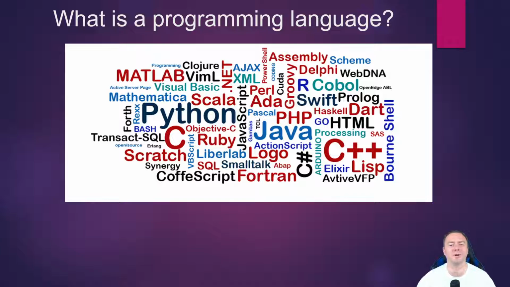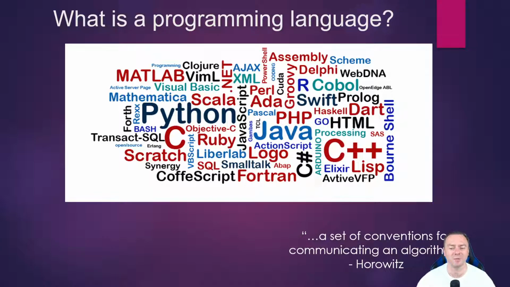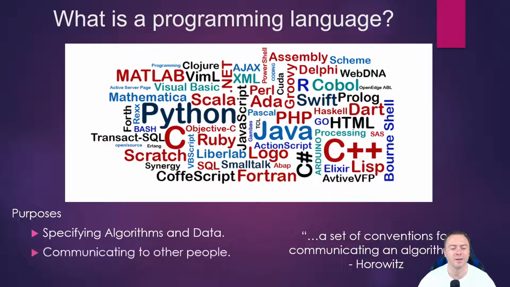So first of all, what is a programming language? You've probably heard of all these different things like Python, Java, C, C#, JavaScript, C++, Pascal, COBOL, Delphi, assembly. There's a whole heap of different programming languages out there, hundreds and hundreds of them. There are a few that are more popular though, and that's what we're going to be looking at. A programming language is a set of conventions for communicating an algorithm.